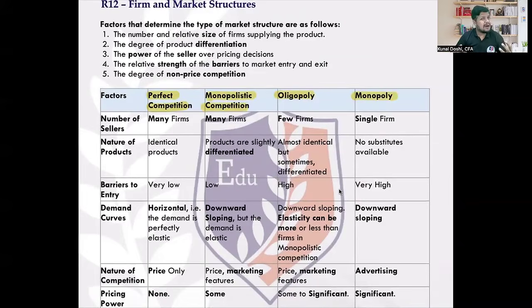Now, how do we define these market structures? These market structures are based on some aspects, some factors. For example, the number of players and the relative size of each company producing, right? Then the degree of product differentiation. Are they all producing the same product or different products? The pricing power of the seller basically, and the relative strength of the barriers. There should be enough barriers to enter and exit for the company to dominate this particular sector or industry. And the degree of non-price competition. Is the competition only about price or beyond that also? Is there competition based on quality or based on variety, right?